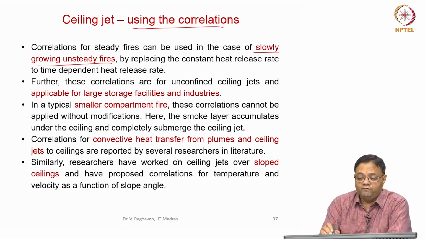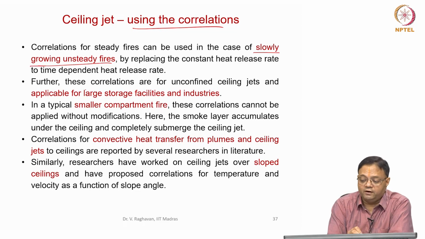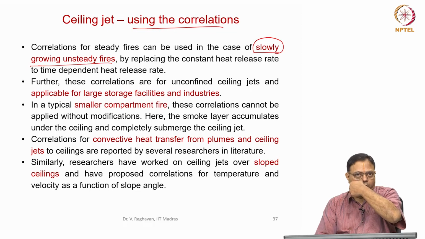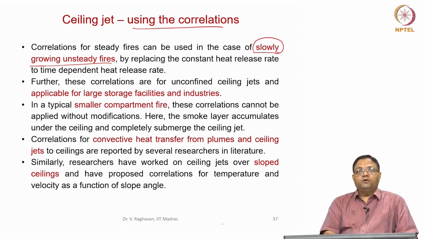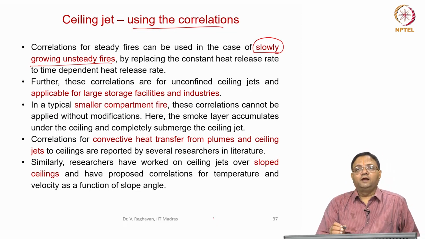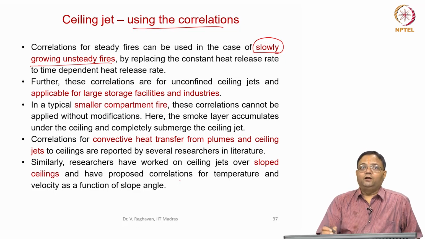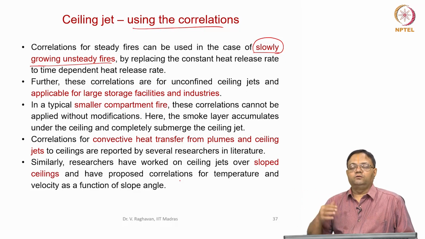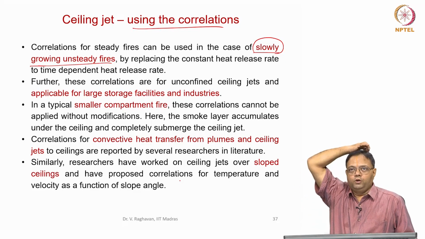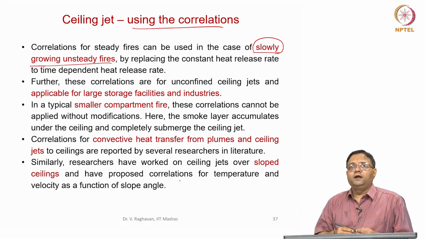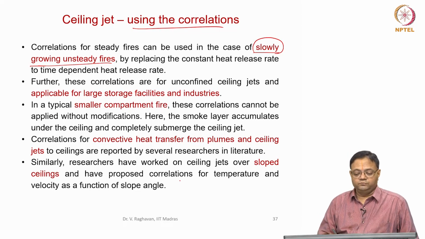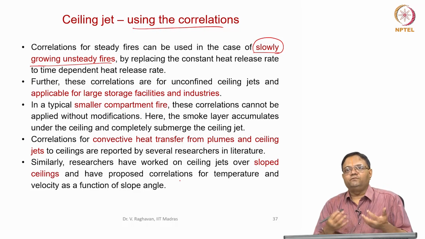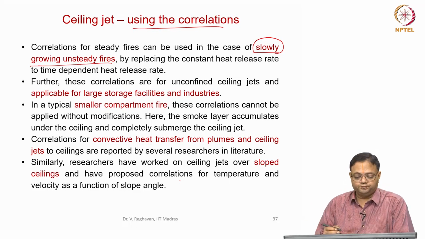Now, when there is a growing fire, but if it is not very rapidly growing, it's only slowly growing, then we can measure the heat release rate as a function of time and use that in the correlations. So, at every time instant, you will get the value of delta T and U based upon the value of the heat release rate at the particular time instant. So, that is possible. So, use the steady state correlation itself in a transient manner.